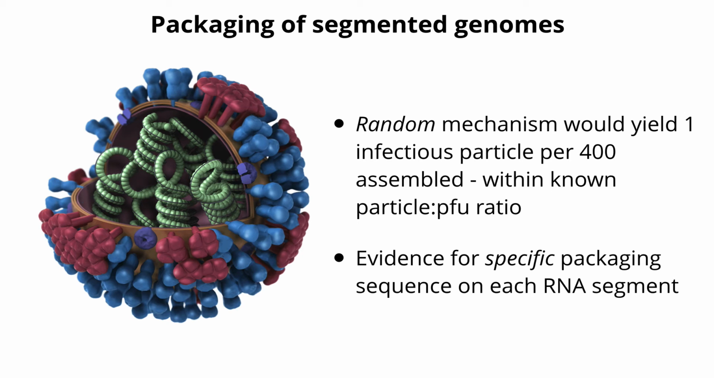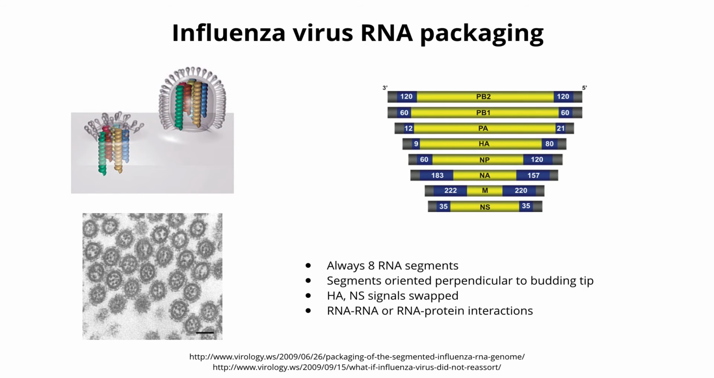But it's too simple. So people kept looking for something else, and there's now evidence for a specific packaging sequence on each of these viral RNAs. Let me show that to you here. So here on the upper right is a diagram of the RNAs of each segment. From top to bottom, there are 8 segments here, and each encodes 1 or more proteins. And the yellow part is the open reading frame that encodes the protein, and the blue parts are what we think are the packaging sequence. So each segment has a unique packaging sequence. The idea being that this is needed to make sure that you get all 8 segments into the particle.